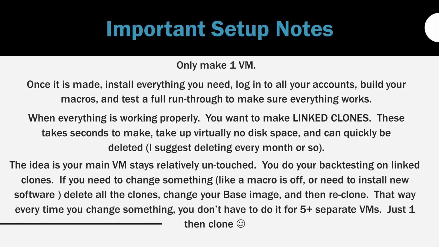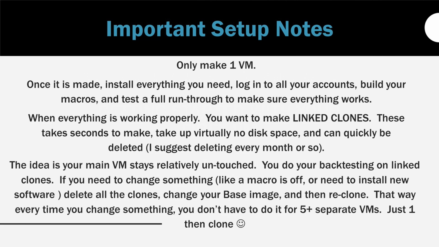So the other thing is only make one VM. Once it is made, install everything that you need. Log into all your accounts, build your macros, and test a full run through of everything to make sure that it works and records everything properly. Once that VM is done and it's 100% working, you can go and make linked clones. I'm going to show you guys how to do that in the video. These take seconds to make. They take up virtually no disk space and can quickly be deleted.